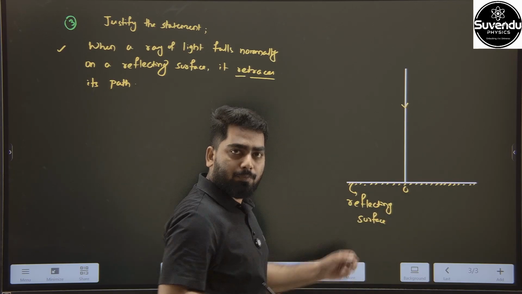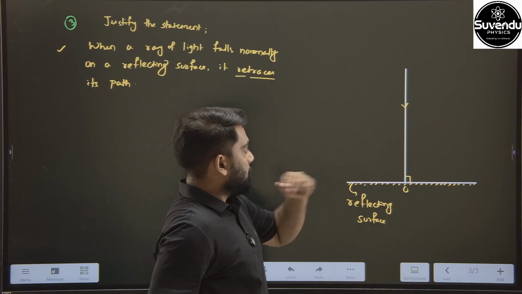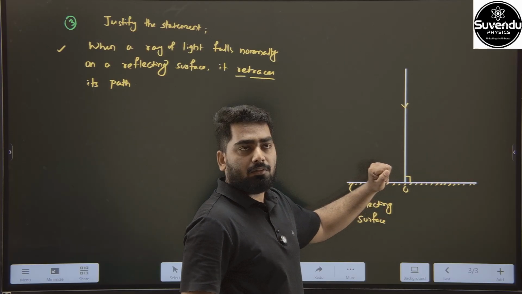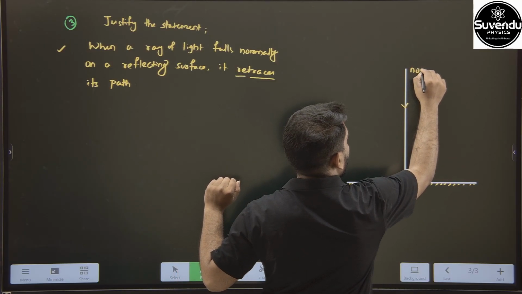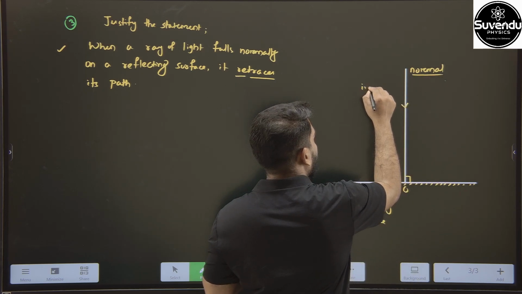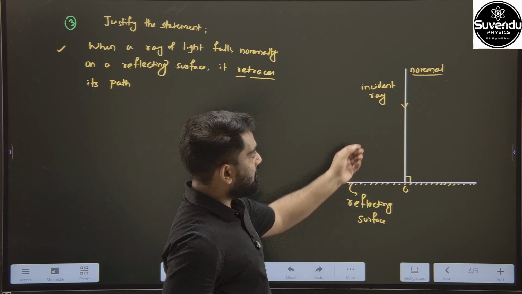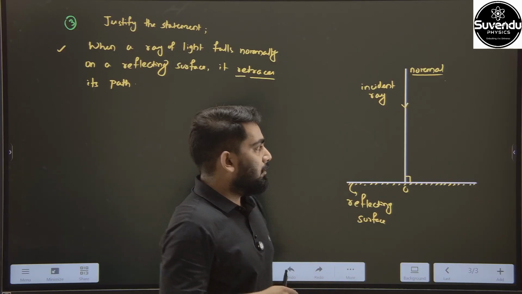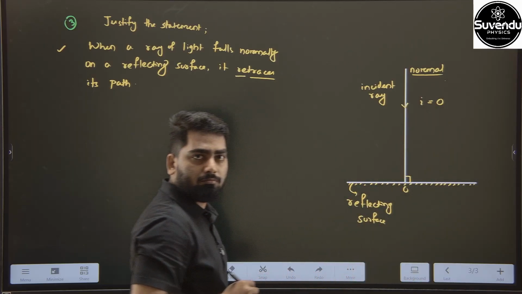This point O is point of incidence, and this angle is 90 degrees. Which angle is 90 degrees? The angle between the incident ray and the reflecting surface is 90 degrees. But what is the angle of incidence in this case? This is also the normal, because it is the perpendicular line upon the reflecting surface. This is the normal, and this is also the incident ray. That means the same line represents two things, normal as well as incident ray. So what is the angle of incidence in this case? Angle I is equal to 0.